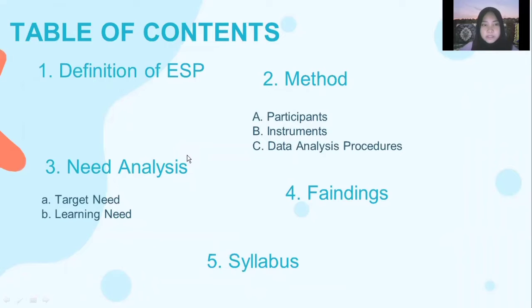Table of contents. The first, definition of ESP. The second, method: there are participants, instrument, and data analysis procedure. The third is need analysis: there are target needs and learning needs. Number 4, findings. And the last, syllabus.